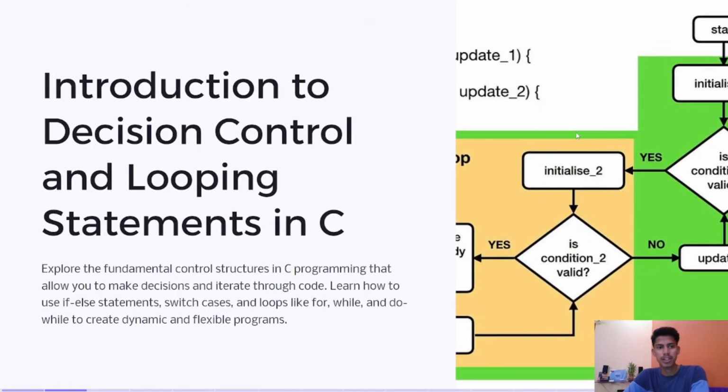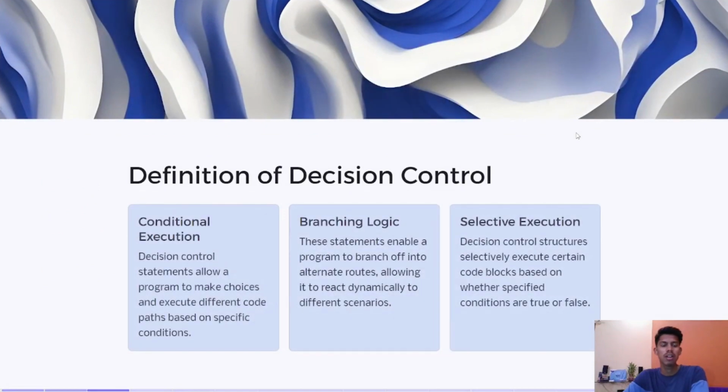So coming to the introduction part. Decision control and looping statements are the fundamental control structures of a C program. They allow us to make decisions and iterate through code. Today we are going to learn about if else, switch cases, and loops: for loop, while loop, and do while loop. So regarding all these things, we are going to study today. So guys, let us look at it.